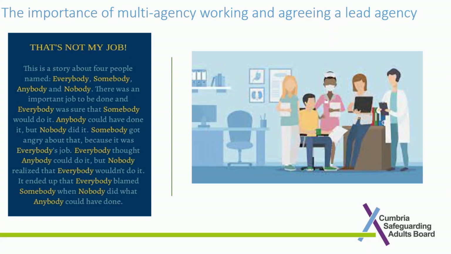Thanks, Jackie. We've moved on to, I thought, a really good example. I think everyone will at some point have dealt with the frustration that's illustrated here with "that's not my job." This is a story about 4 people named everybody, somebody, anybody, and nobody. There was an important job to be done, and everybody was sure that somebody would do it. Anybody could have done it, but nobody did it. Somebody got angry about that because it was everybody's job. Everybody thought anybody could do it, but nobody realized that everybody wouldn't do it. It ended up that everybody was blamed when nobody did what anybody could have done.